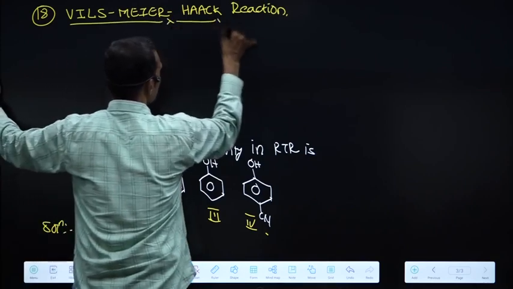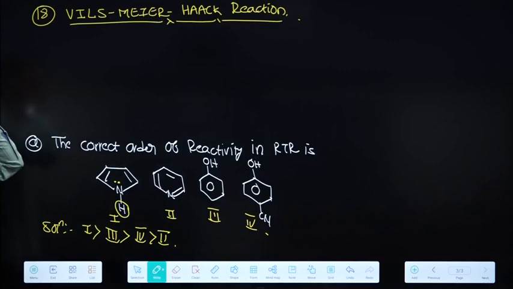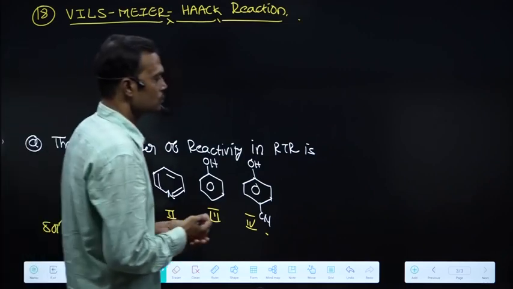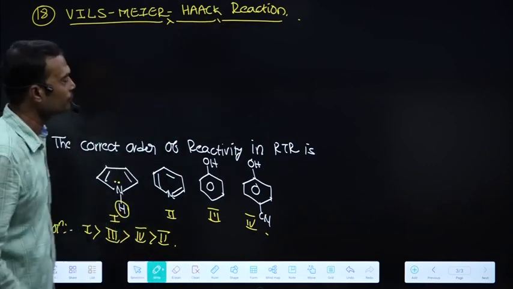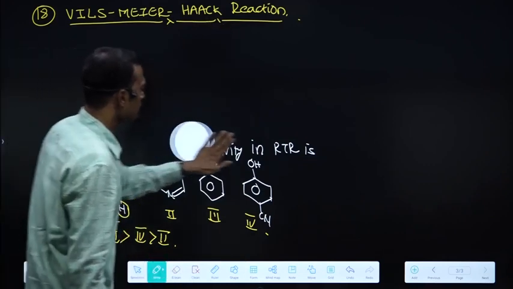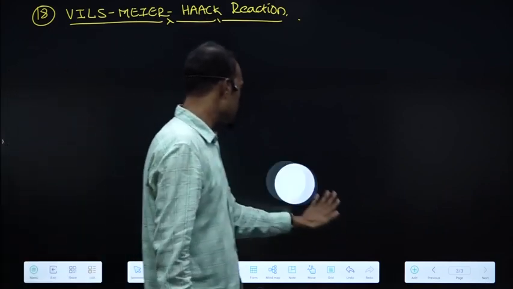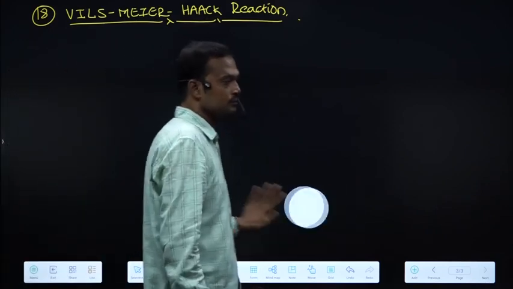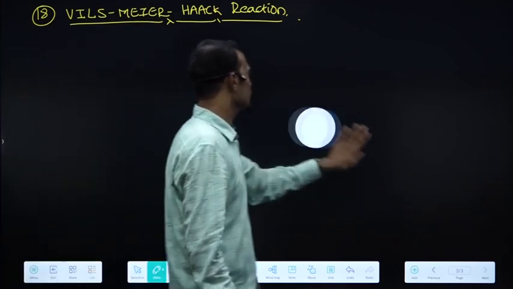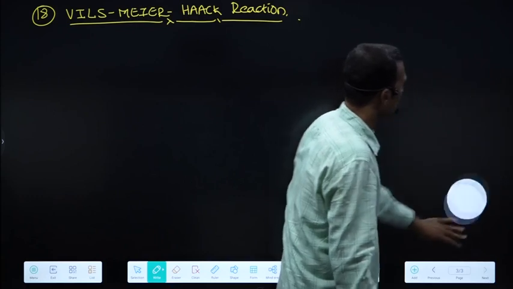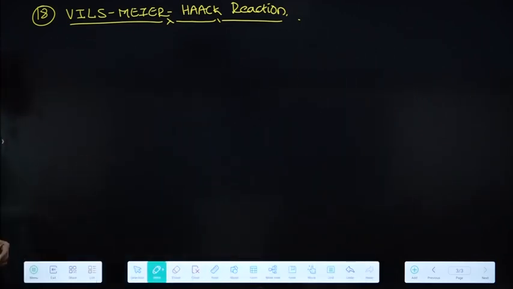Vilsmeier-Haack reaction. Some books will write it as Haack directly, that is also acceptable. Vilsmeier-Haack reaction. Different countries will use different spellings. So all are acceptable, you can write any one. But the name remains the same. Vilsmeier-Haack reaction.